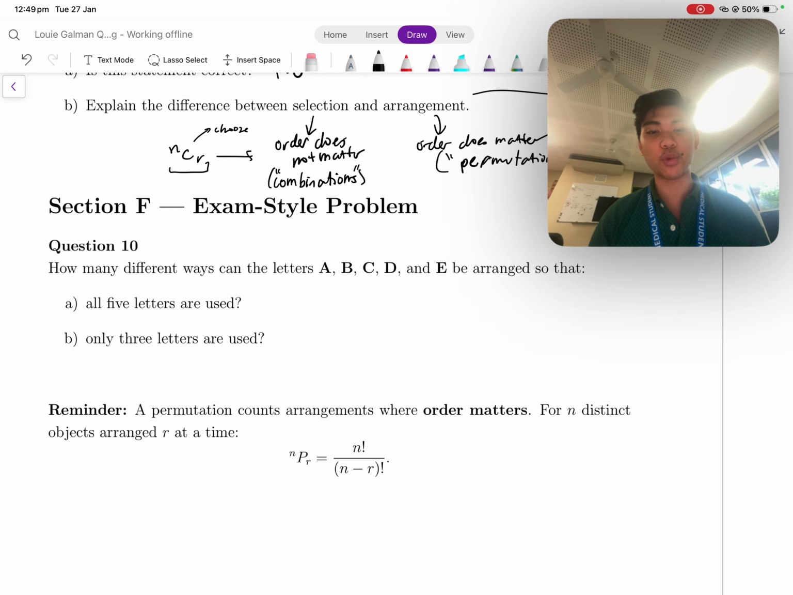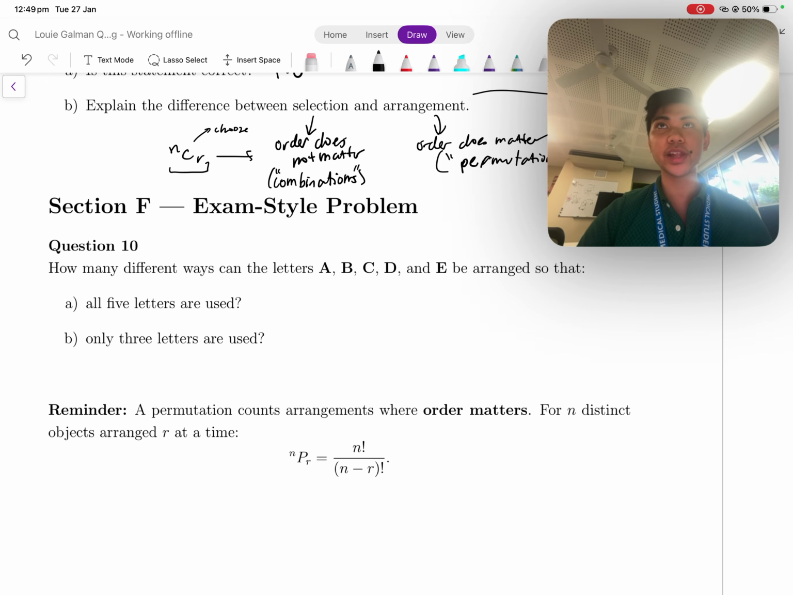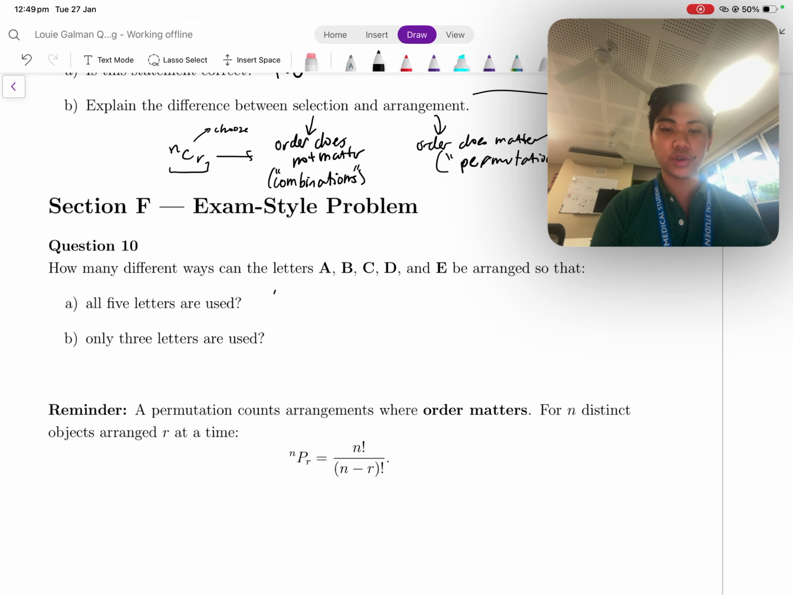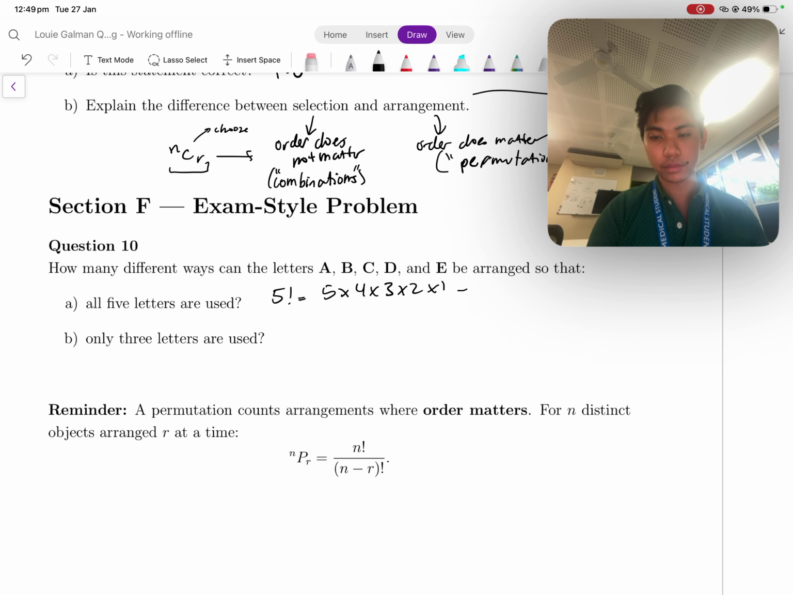Section F, exam style problem, question 10. How many different ways can the letters A, B, C, D, and E be arranged so that all 5 letters are used? In that case, we would do 5 factorial, because we have our box method again. You get the point. So that's going to give me 120.